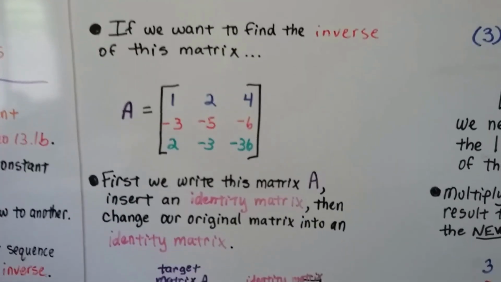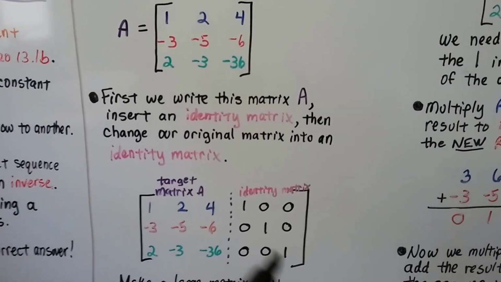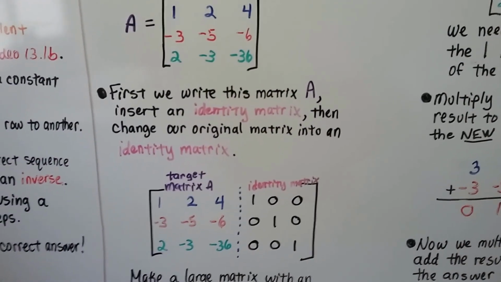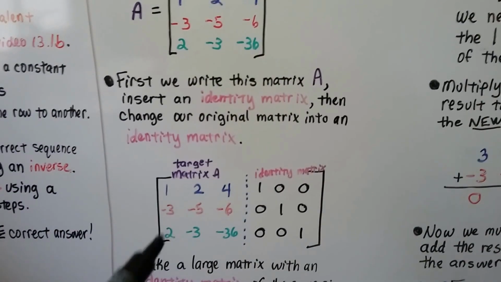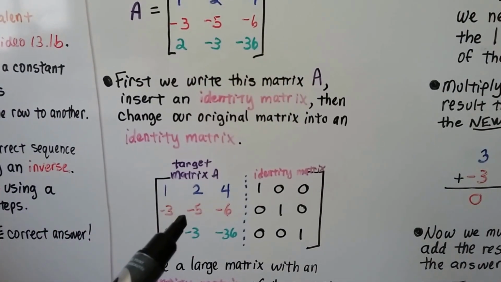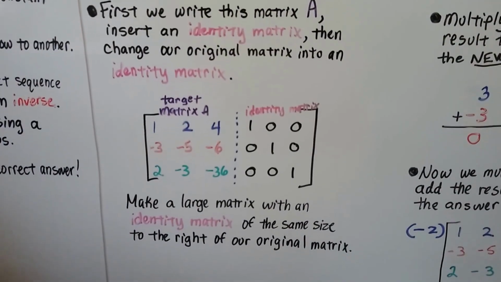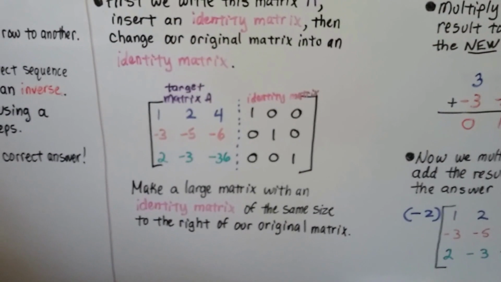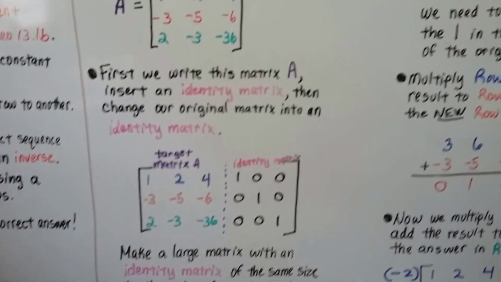The first thing we do is we write matrix A and insert an identity matrix. Remember, an identity matrix has ones coming down its main diagonal with zeros above and below it. We insert this identity matrix to the right here and we're going to change our original matrix into an identity matrix, and we're going to have our inverse end up over here when we're done. So what we do is we make a large matrix with an identity matrix of the same size to the right of our original matrix, all right?